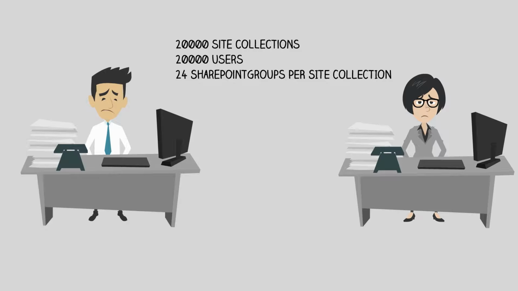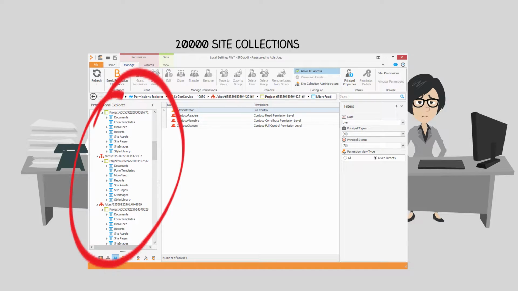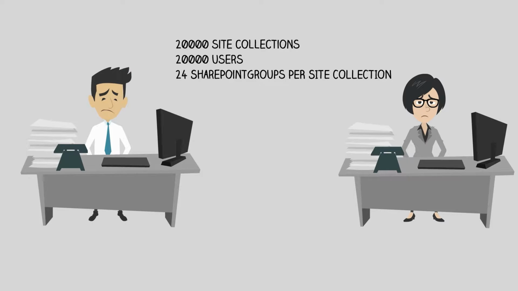Over 20,000 SharePoint site collections, one site collection per customer project, were automatically provisioned. All the site collections were almost identical in their structures: the same lists and libraries, an identical predefined folder structure in the libraries, and a complex permission structure. So we are speaking about altogether 24 SharePoint groups per site collection times 20,000.